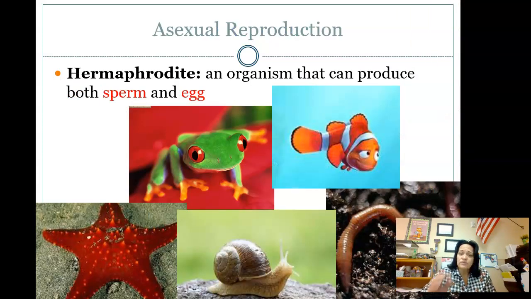Also, for asexual reproduction, the word hermaphrodite should be something you remember. It's an organism that can produce both sperm and eggs. So hermaphrodites are monoecious. Okay. And then as we go into the different species and the phyla, we'll talk about certain species that maybe have this feature. And sometimes they have both. Pretty interesting.